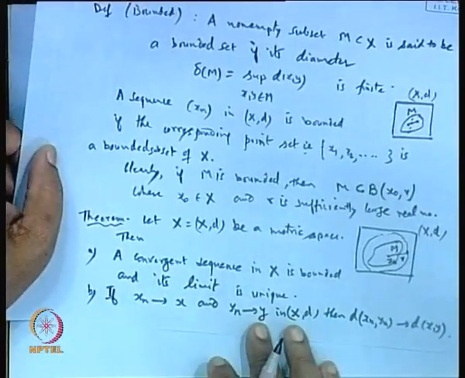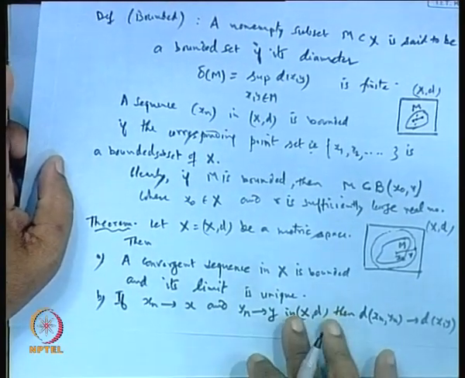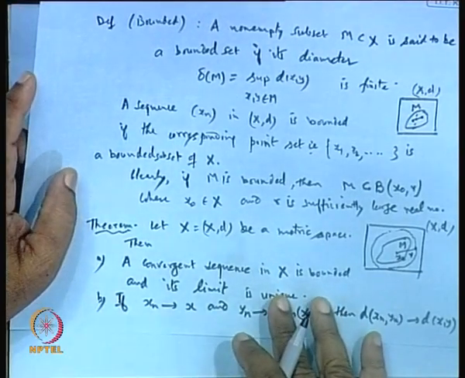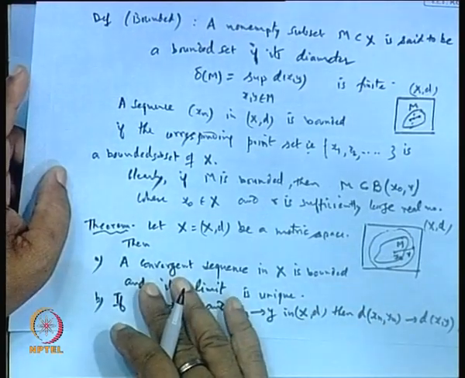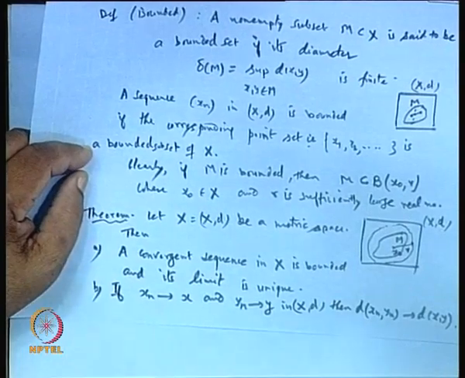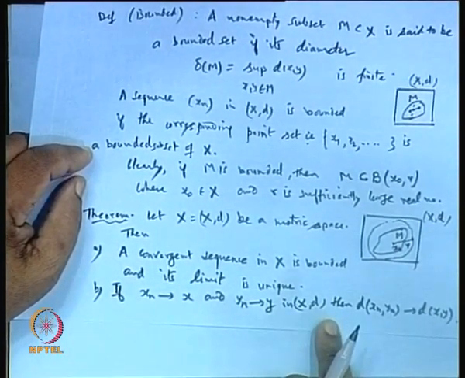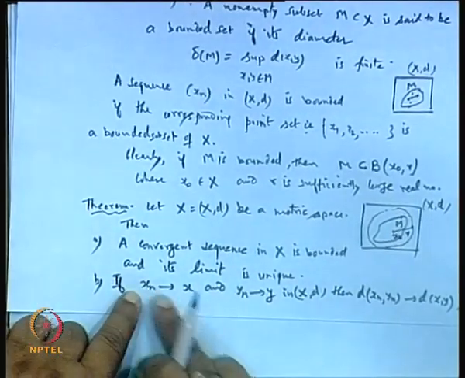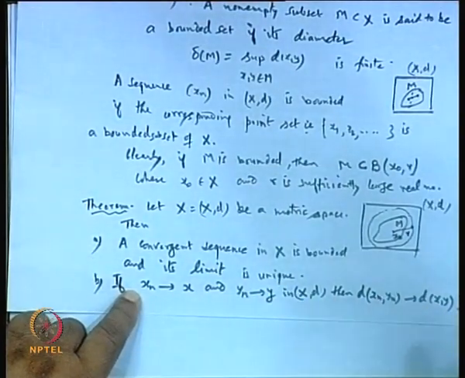So, basically what this result says is that every convergent sequence is a bounded sequence. We are not talking about the converse part. The converse is not always true. In general, a bounded sequence need not always be convergent. The second part says, if there are two sequences x_n and y_n which go to the limits x and y, then if I take x_n and y_n and find the distance, that distance will also go to the distance between x and y. So, let us see the proof of this.